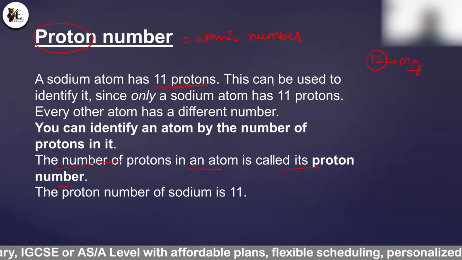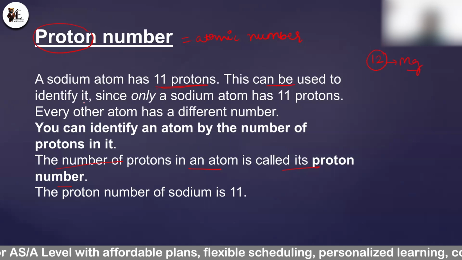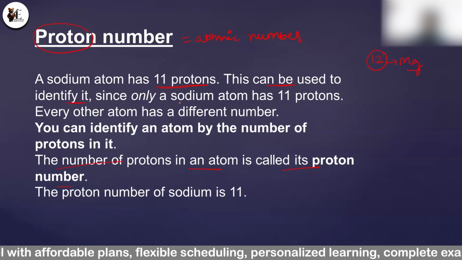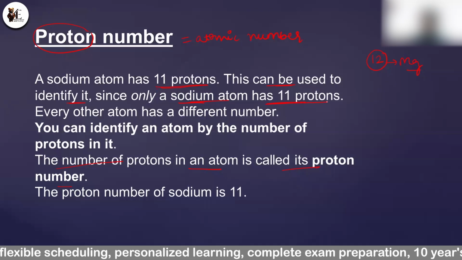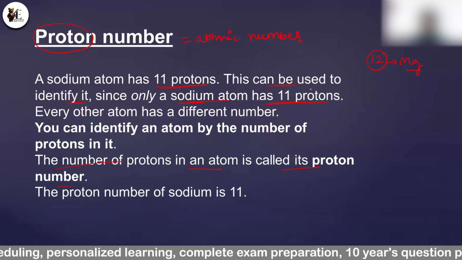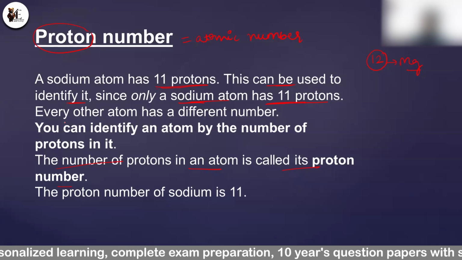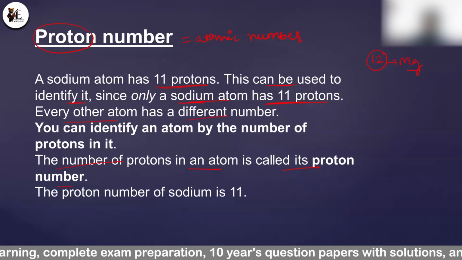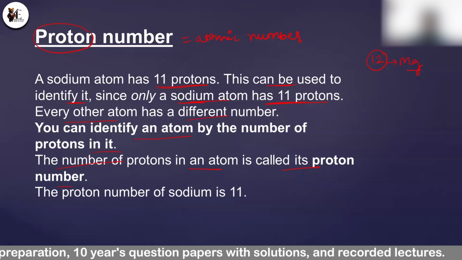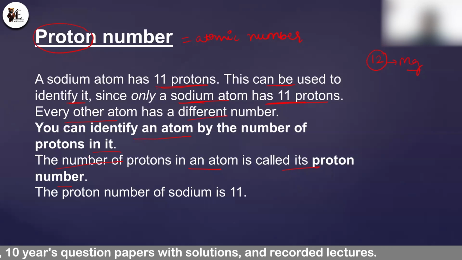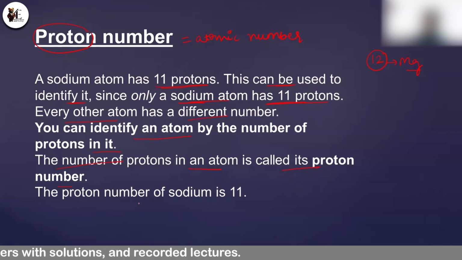Okay, that's why it's written that this number can be used to identify an atom, because only a sodium atom in the periodic table has 11 protons. No other atom in the periodic table can have 11 protons. Every other atom has a different number. So you can identify an atom by the number of protons in it. If I ask you what is the proton number, it's very simple. The number of protons in the nucleus of an atom is called its proton number. For example, the proton number of sodium is 11.